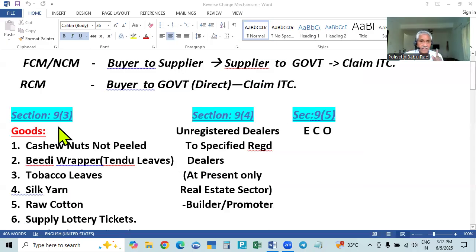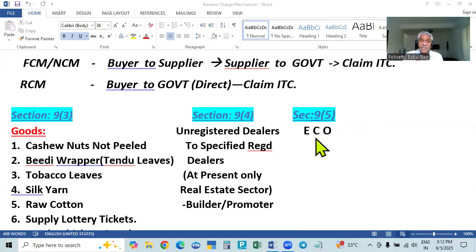First one is section 9, subsection 3. Second one is section 9, subsection 4. Third one is subsection 5. Subsection 5 is actually concerned with the electronic commerce operators. So the electronic commerce operator will get the orders from the customers. He will forward the orders to the seller. The seller will supply the goods or services.